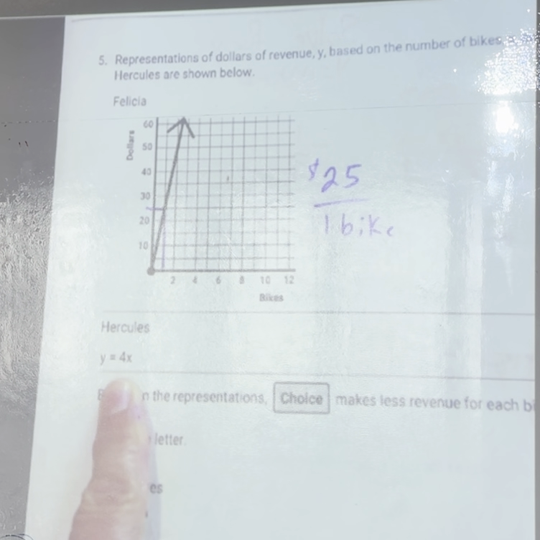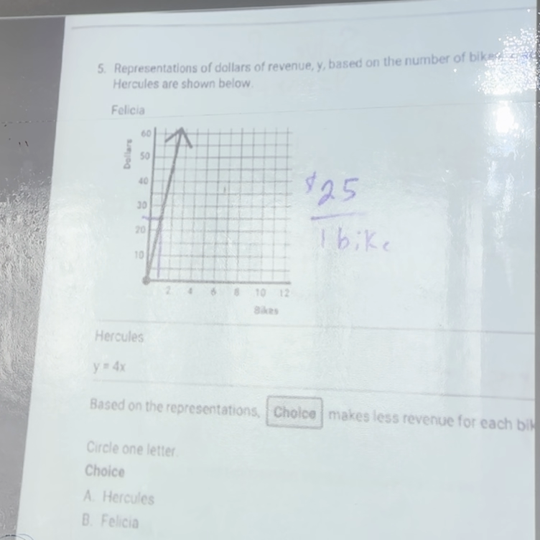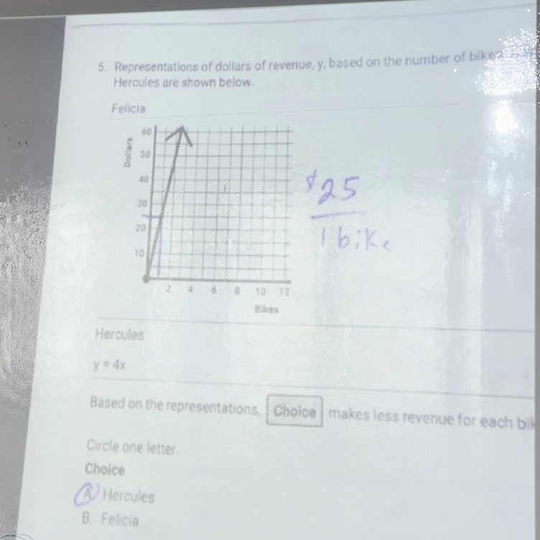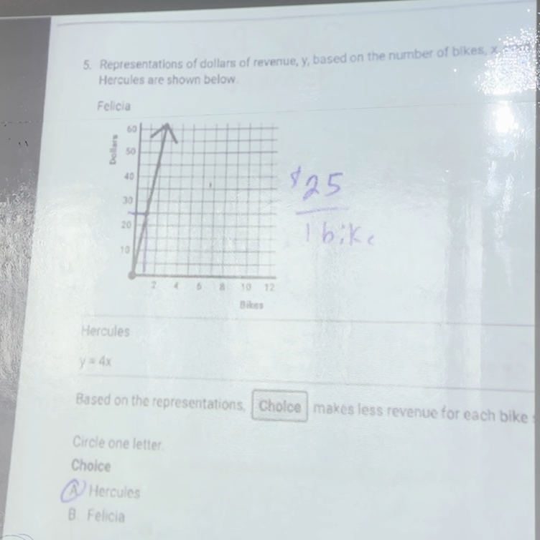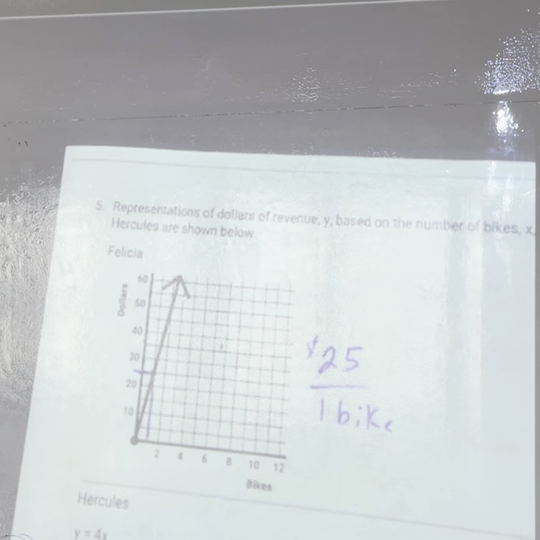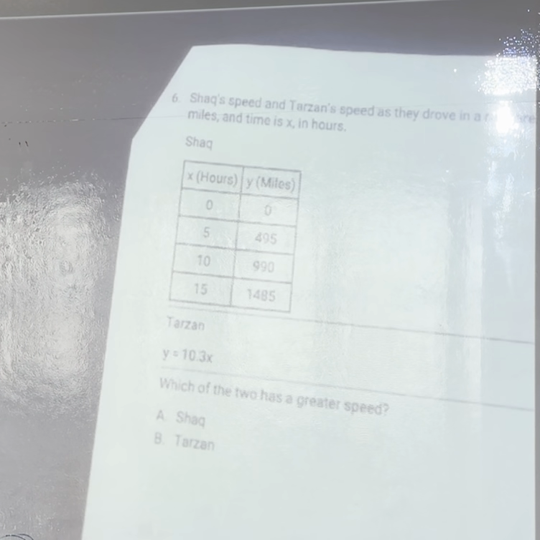That's Felicia. Felicia gets $25 a bike. Hercules gets how much? 4. So, based on this representation, who makes less revenue? Hercules. Can you make a bike for $4? No, not unless it's a miniature one. So that would not be a whole lot of revenue. Because revenue would be gross. It's parts and labor and everything.